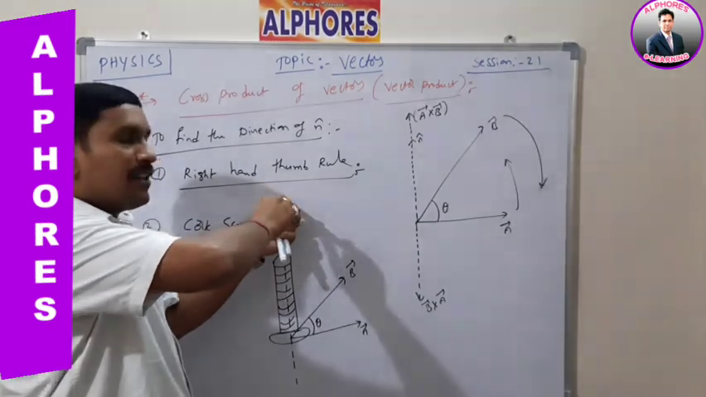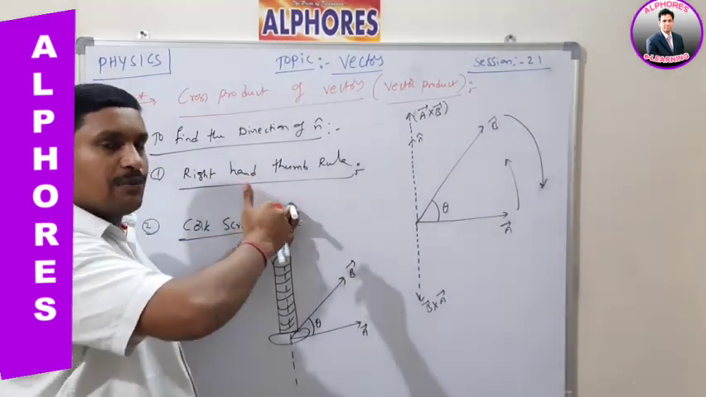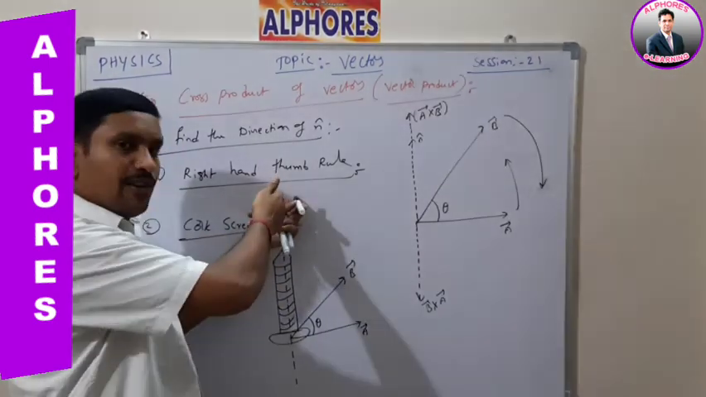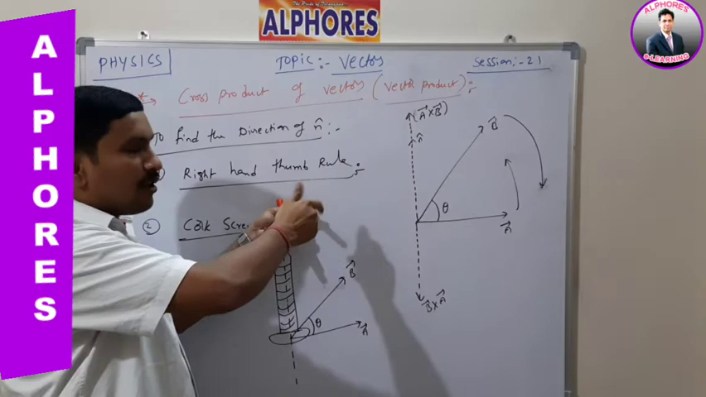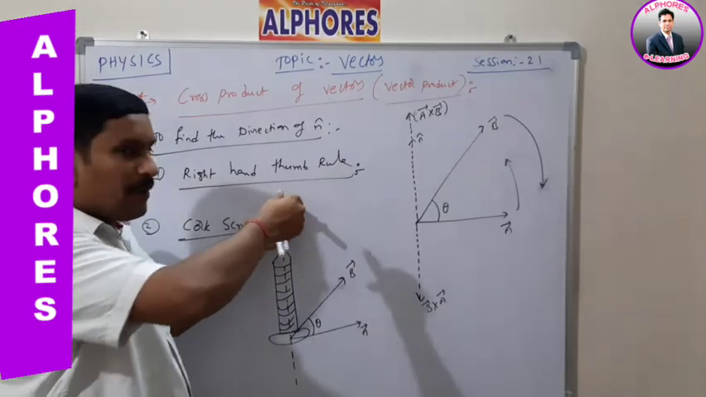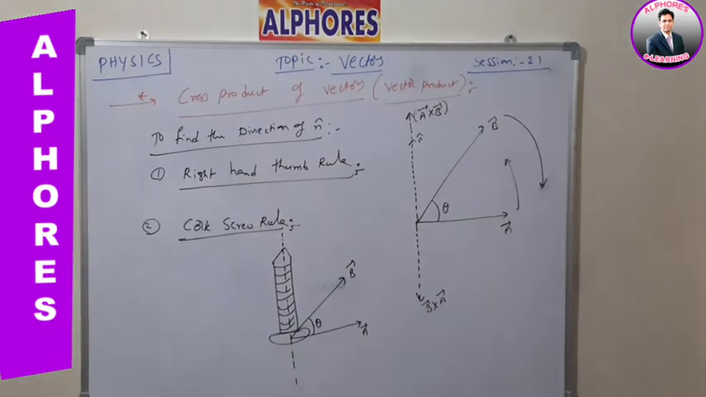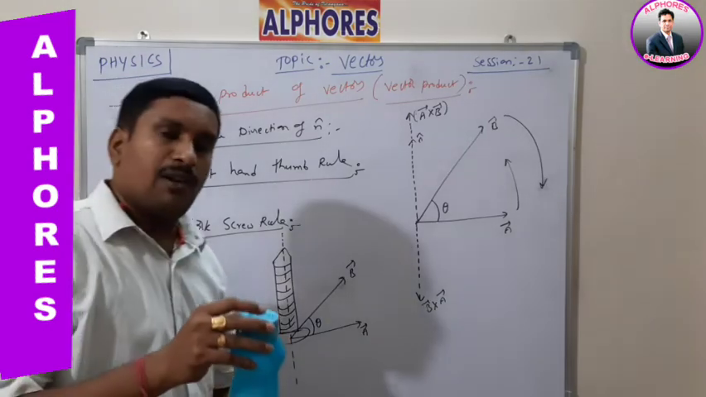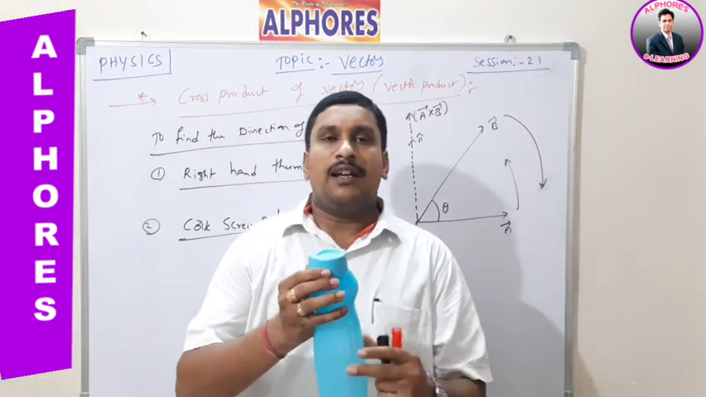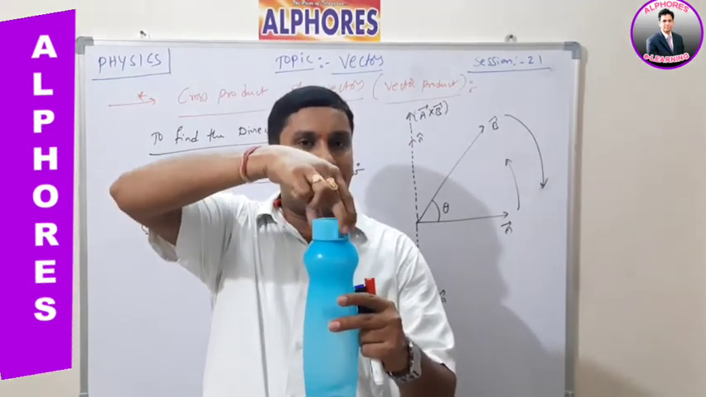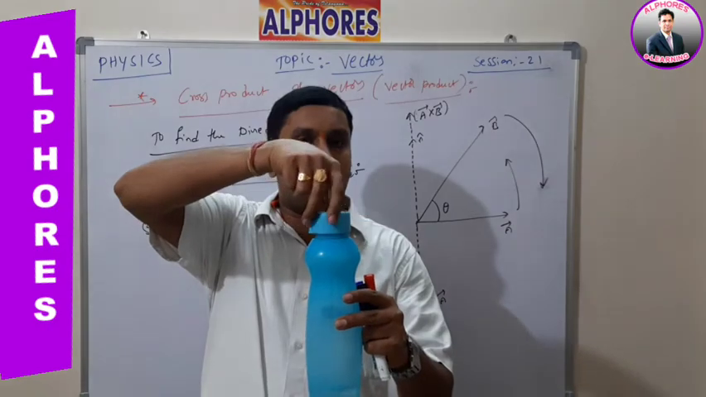Clockwise sense means, what is the direction of the screw? Is it inside the board or outside the board? Suppose it is rotating in a clockwise sense, the screw passes into the board. Suppose these vectors are rotating in an anti-clockwise sense, the screw passes outside the board. I'll give one more example to you. For example, suppose I am taking this water bottle. Let us say I am using two vectors which are moving in an anti-clockwise sense. That means these two vectors are rotating in an anti-clockwise sense.